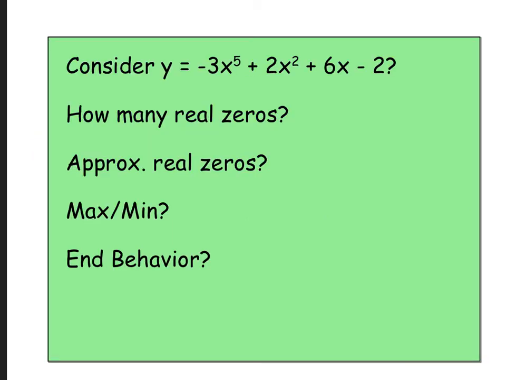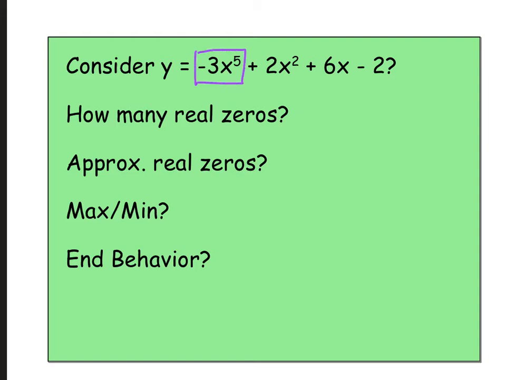All right, so here's a function. y equals negative 3x to the fifth plus 2x squared plus 6x minus 2. Let's do end behavior first, that was the first thing we were talking about. So let's walk through step by step what we need to be looking for. With end behavior, you need to make sure it's in standard form, which means the exponents are written decreasing, so I have the biggest exponent written first.